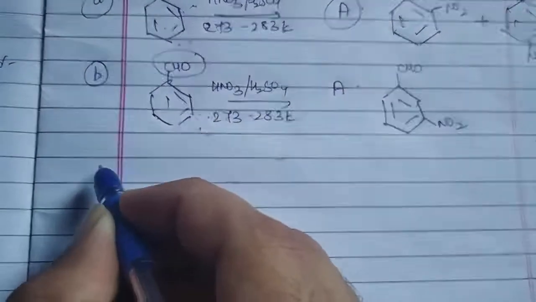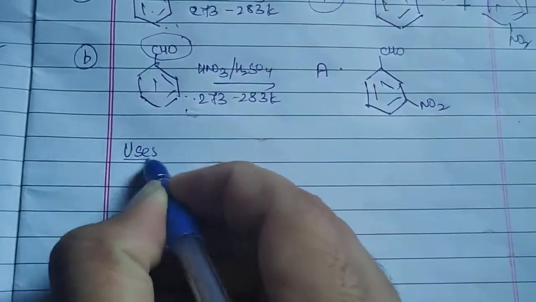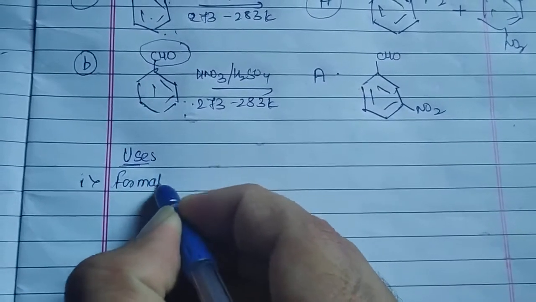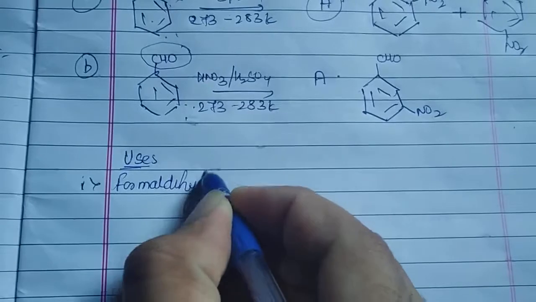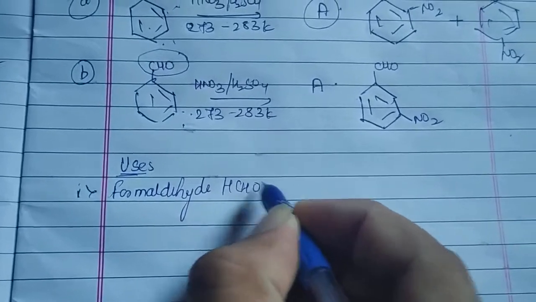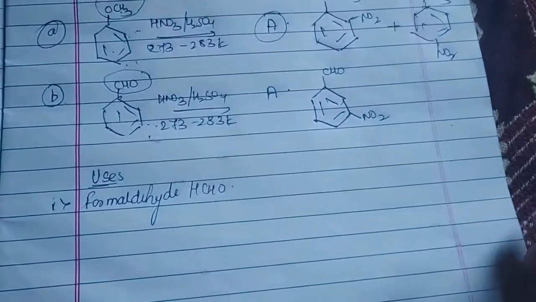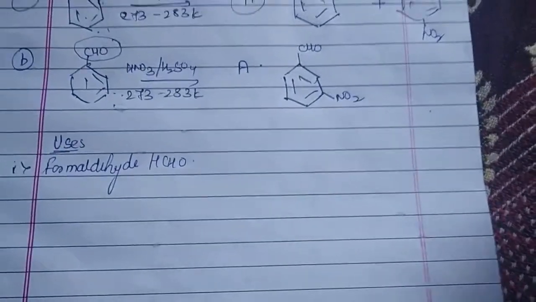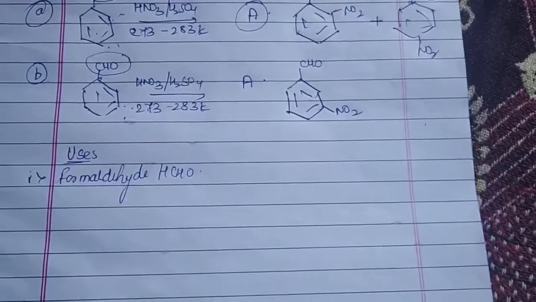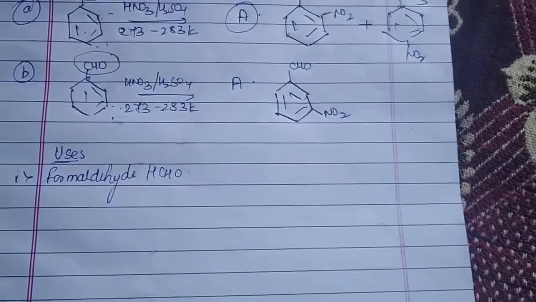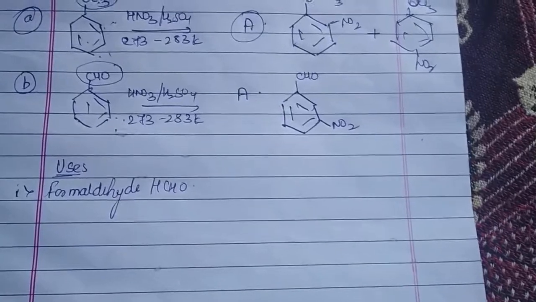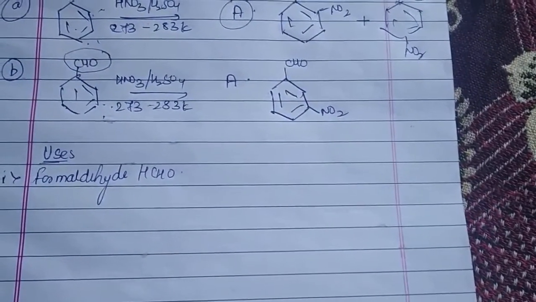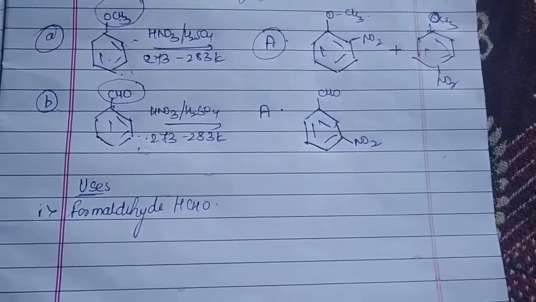First of all, I would like to go with the uses of our most important compound, formaldehyde, HCHO. Very important. Why do I say it is important? Because whatever biological or anatomical specimens you have seen preserved in bottles, of course you can observe that they are preserved in some liquid. Yes or no? That liquid is actually called formalin.